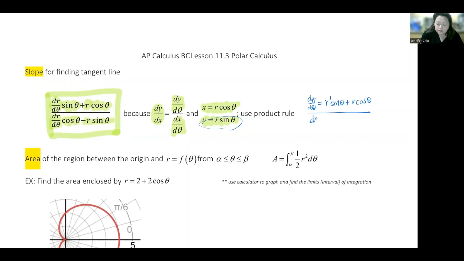And then your dx over d theta is this one. My derivative of r is r prime again, times cosine theta. And then you keep r, and now the derivative of cosine theta is negative sine theta. And now we have this formula right here, right? That's how this formula is derived, okay?